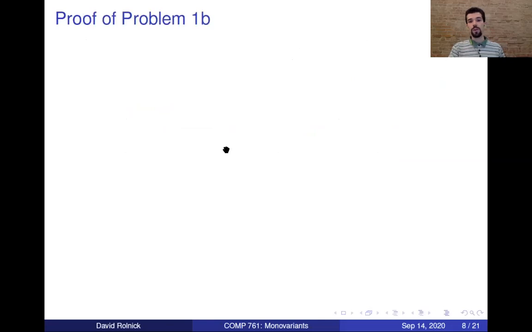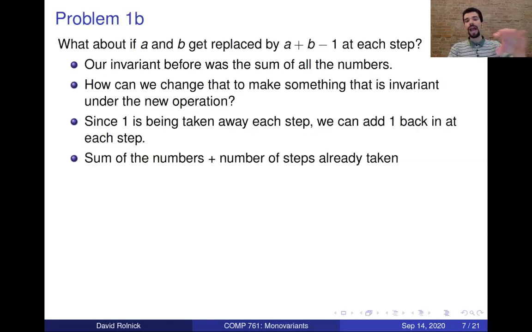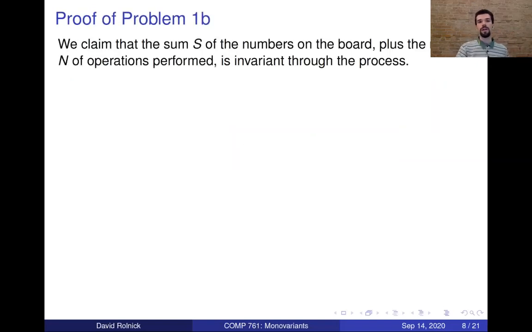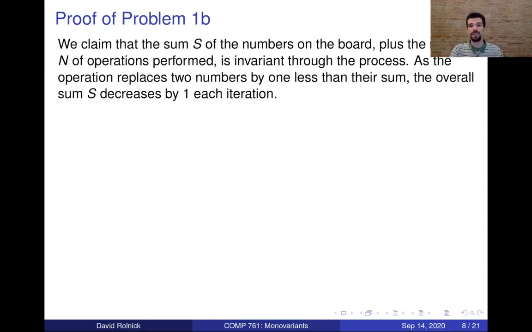Because each step, you're adding 1 to the number of steps, and you're taking away 1 from the sum of the numbers. So let's see a formal proof. And this is a little bit less simple. We claim that the sum of the numbers on the board plus the number n of operations performed is invariant throughout the process. It's always good to define terms just to make it easier to write your equations and show that things are working as you want them to.